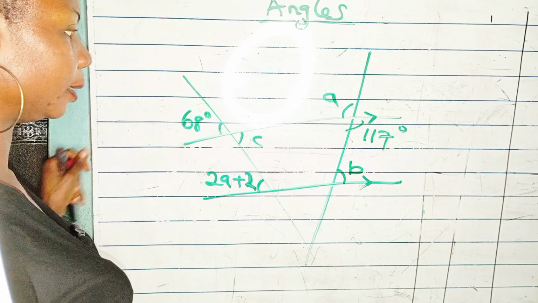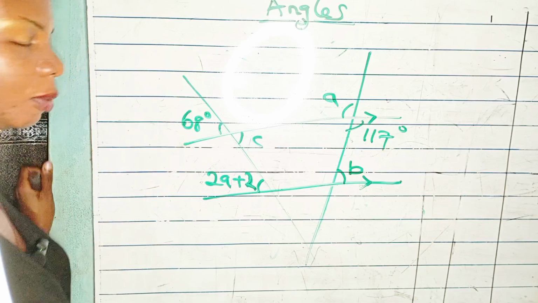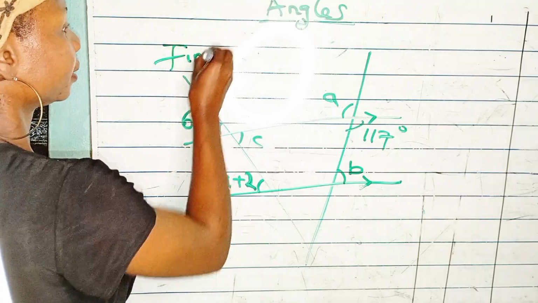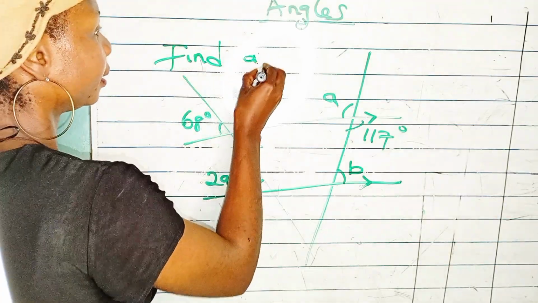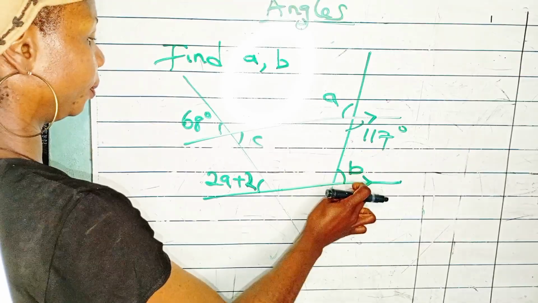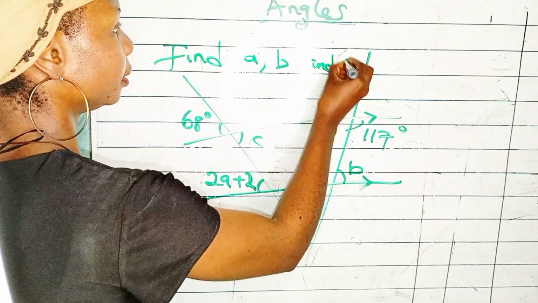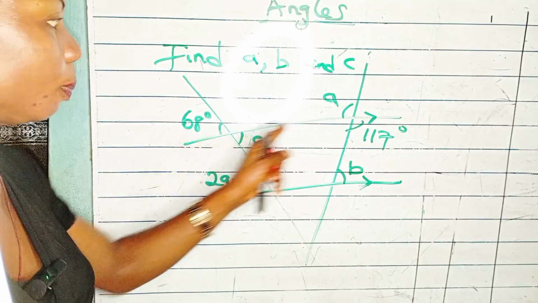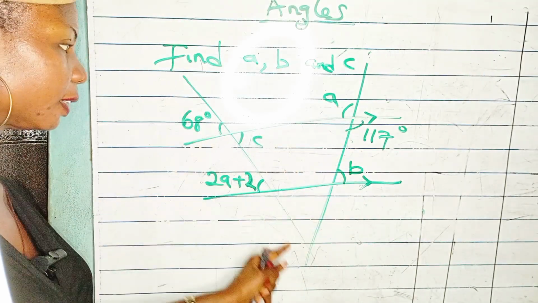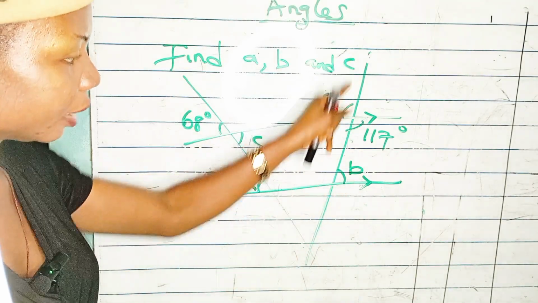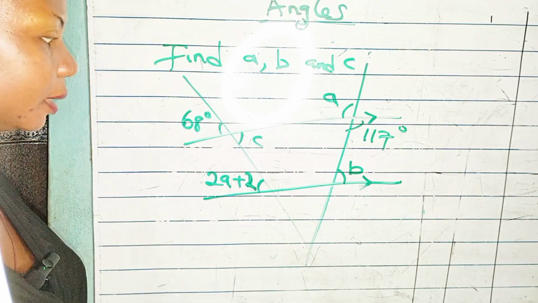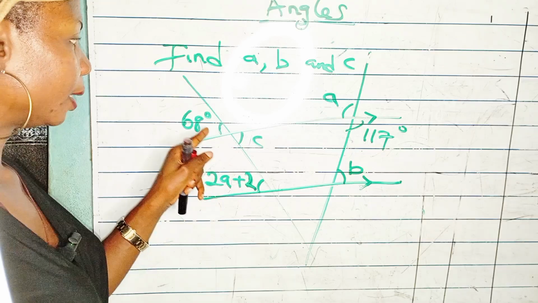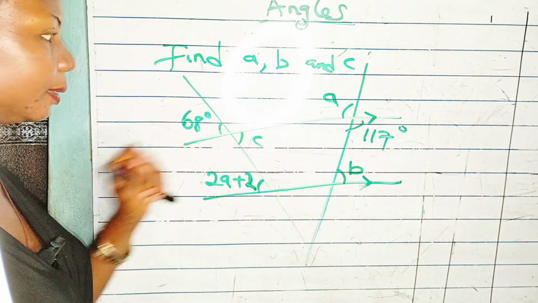Okay, and this is C. So with this, we are going to solve this problem. The question now says find A, B, and C. If you look, this is two parallel lines, and this is a transversal, another two parallel lines, another transversal. The transversal is meeting at a point, and you are told to find angle A, B, and C.